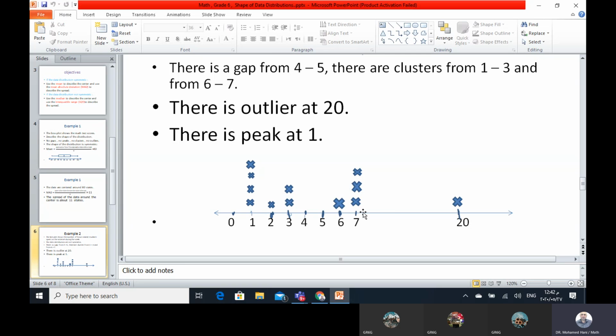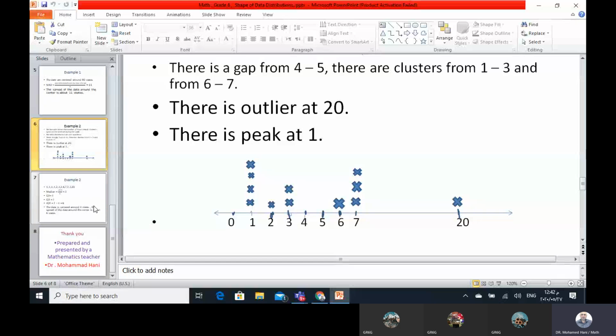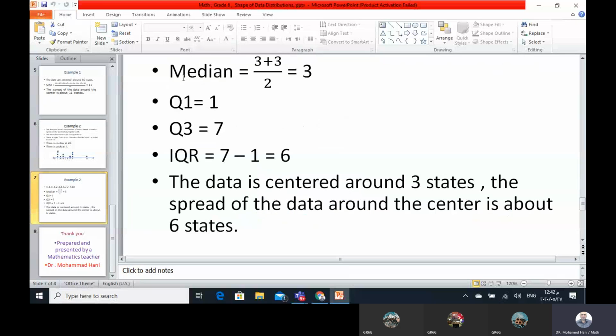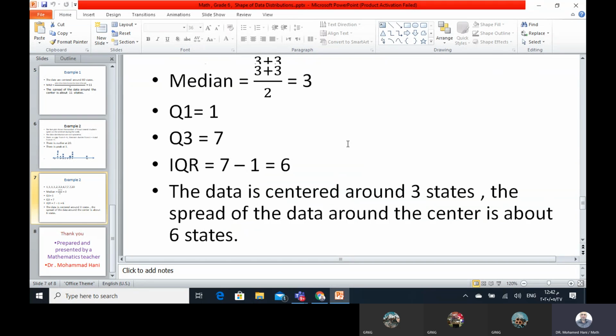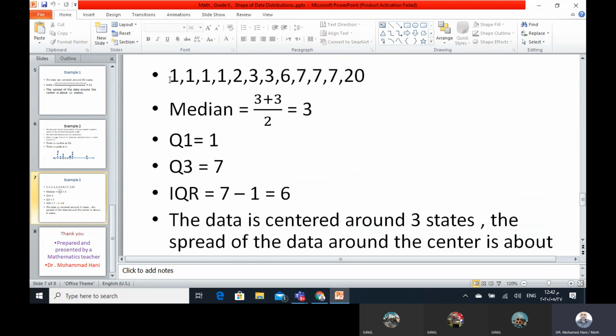If the shape is not symmetric, what do we do here? Just find the median and the interquartile range. How to find the median? Take the data and rearrange it from the smallest number to the biggest number.